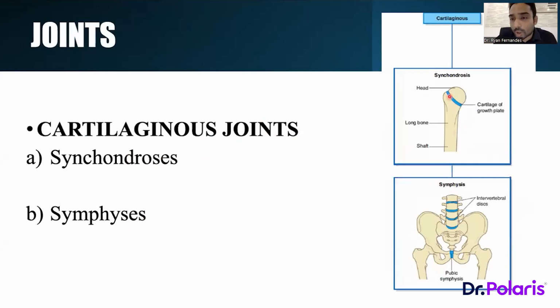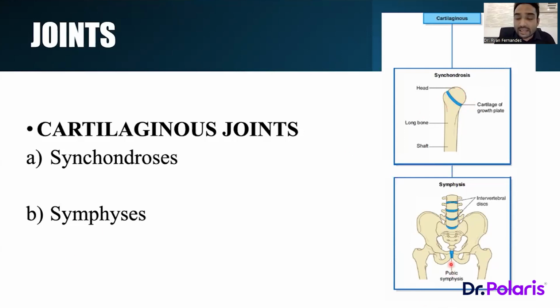Synchondrosis are those joints that are seen in a developing bone, in a young bone, in a bone which is growing. So you can see here that there is a head and the shaft of the bone, and in between that there is a growth plate, also known as epiphyseal plate. There's a cartilage here, and this is known as synchondrosis. This is very, very important for the growth of the bone. If this gets destroyed during development, then that bone will not grow. And these joints are known as synchondrosis, which is nothing but the epiphyseal plate.